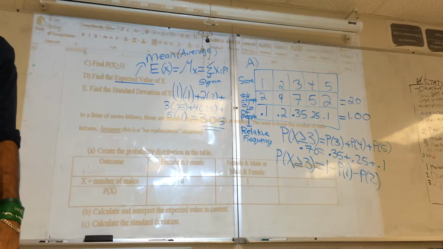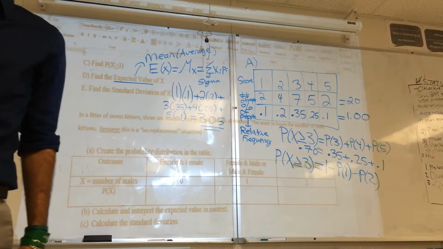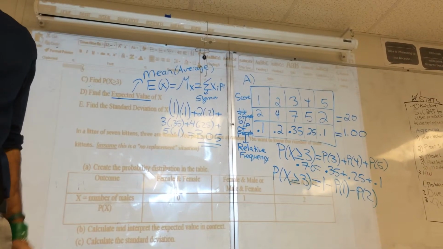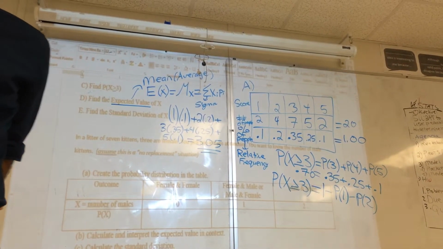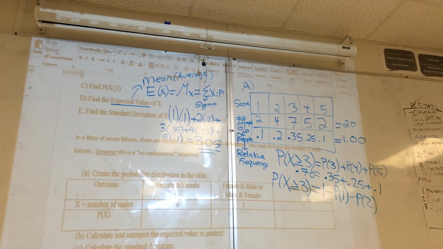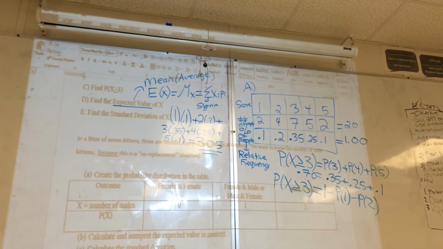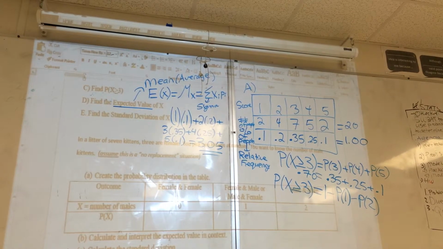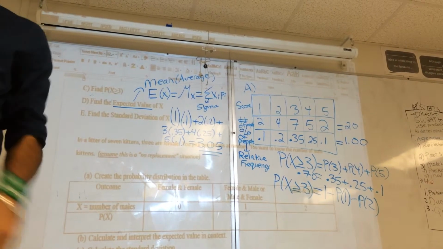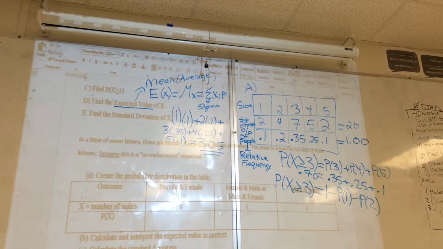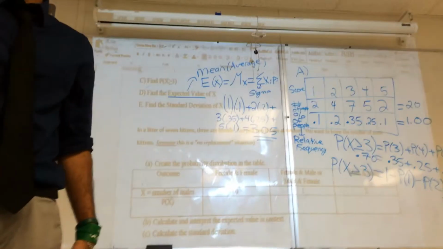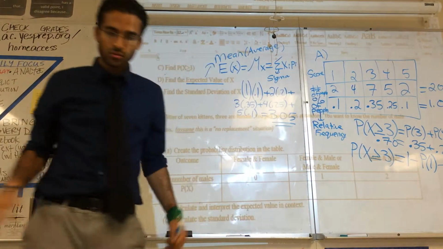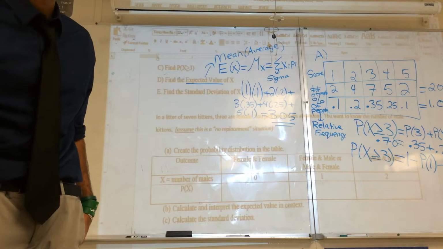We scroll right to Calc. Are you with us? Scroll right to Calc. Click one var stats. And does it pop up saying list? Do you have a list? So for list, it should say L1. And then frequency is L2, because we put the frequencies in L2. And then you can go ahead and click calculate.